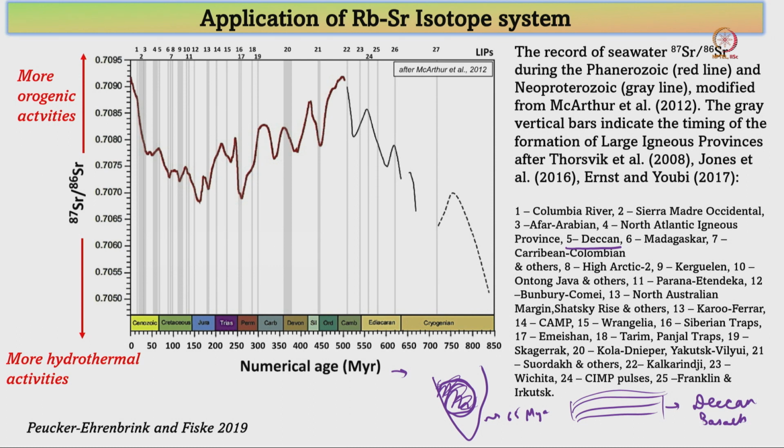These are what we call large igneous provinces. Okay. This is what is called large igneous provinces. If you want to look into more details, you can go and check these particular papers, but this is just for us to discuss how we are going to apply the rubidium strontium isotope system information.